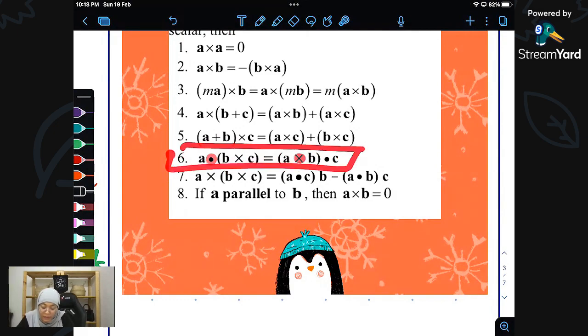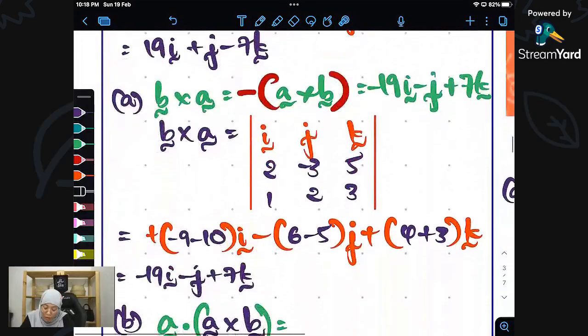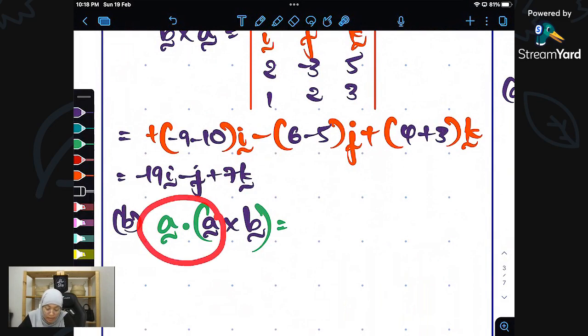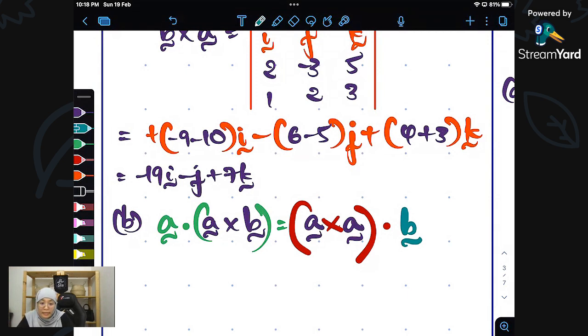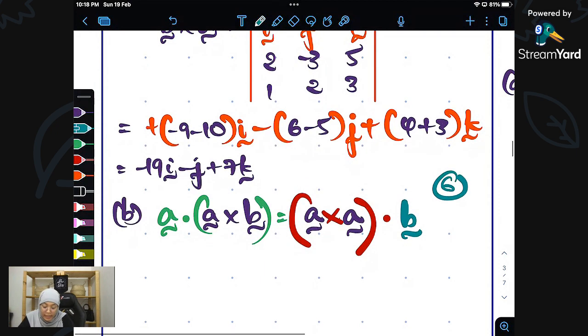So this is the use of properties number 6. We are going to apply it. We are going to change this into one group, and so it will become A cross A instead. No longer dot but it becomes cross. So that is the use of the properties. Now it will give you A cross A vector. Put a bracket there, it's necessary to put the bracket. And then put dot at the back, while the one at the back will become B vector by itself. Use properties number 6. Remember that.